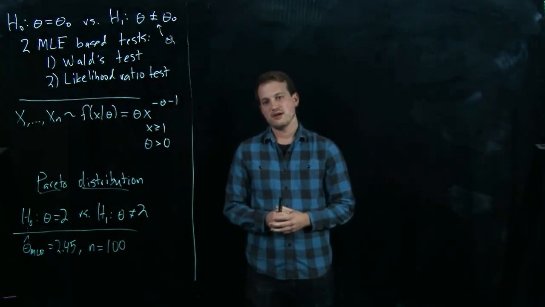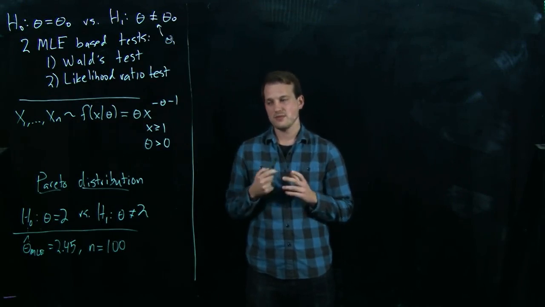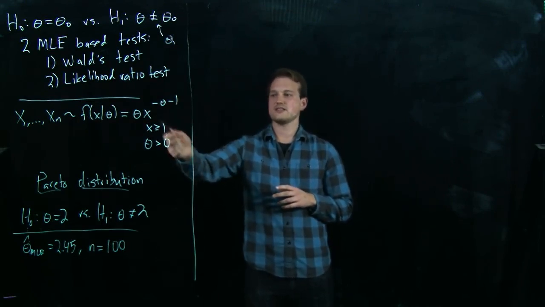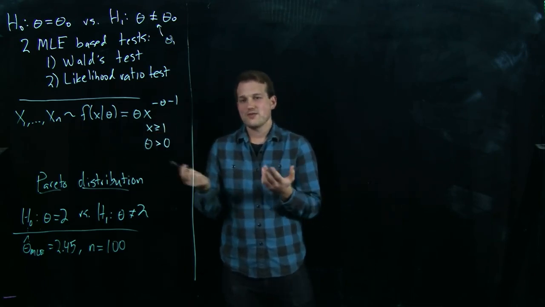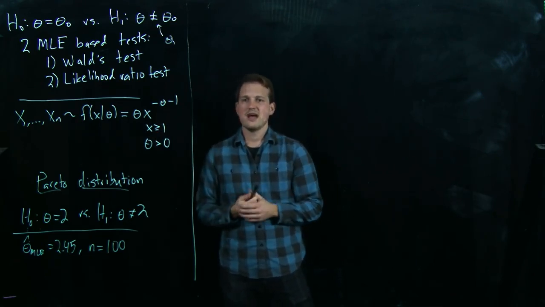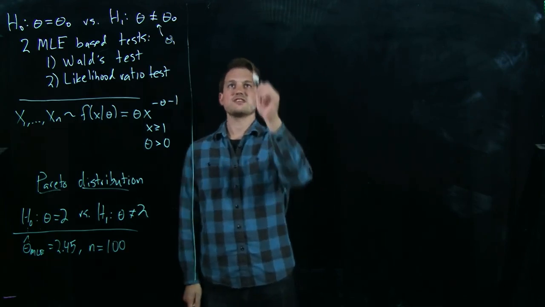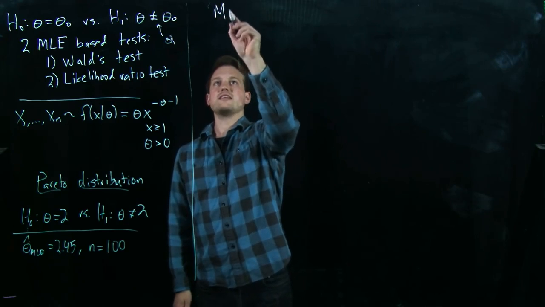So if you remember in the last part, we derived two tests based on the maximum likelihood estimator. And we want to do these two tests on this example of the Pareto distribution. Right? And so in order to do that, we first need to, of course, calculate the maximum likelihood estimator, as well as, in the case of Wald's test, the Fisher information. Right? So this is a good exercise to actually do this. So let's find the MLE.